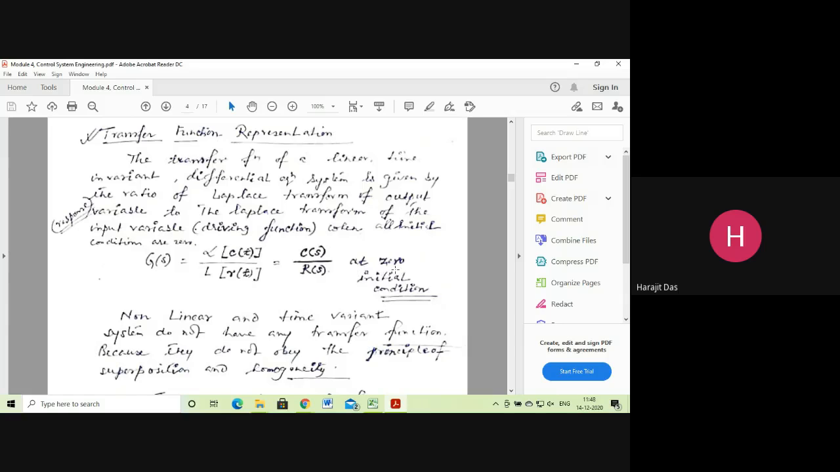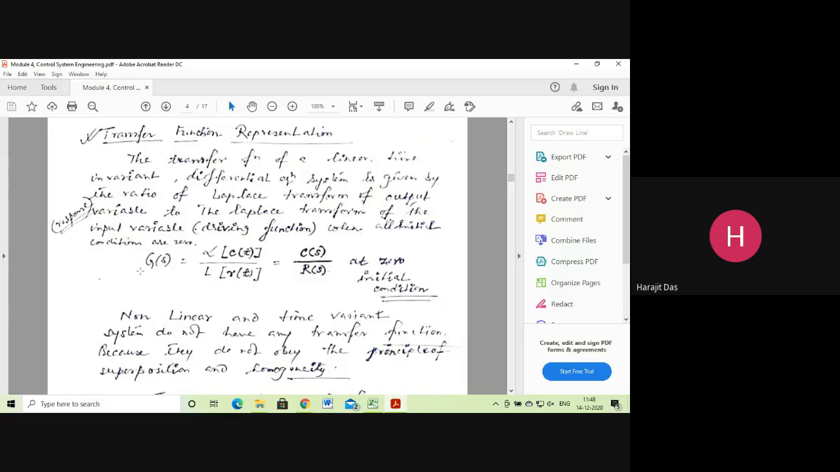So at zero initial condition, this is a must. When you are defining the transfer function, you need to write this, otherwise it will be incorrect. This is the ratio of the Laplace transform of the output variable to the Laplace transform of the input variable when all initial conditions are 0. Basically, the transfer function is represented by T(s). Here you need to write capital T in brackets s, that is the transfer function. Why am I writing G(s) here?